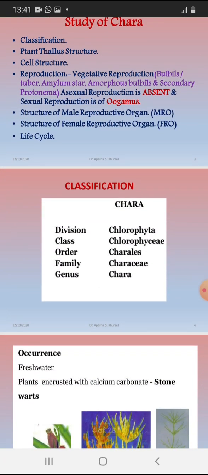So as far as classification is concerned, Chara comes under the plant group, that is algae. Division: Chlorophyta, class Chlorophyceae, order Charales, family Characeae, and genus Chara.